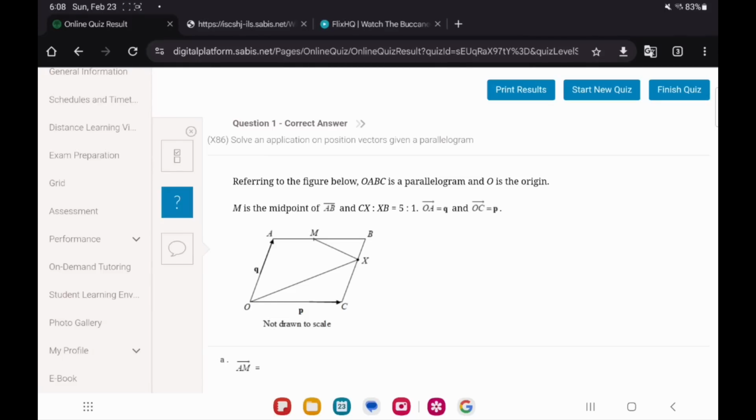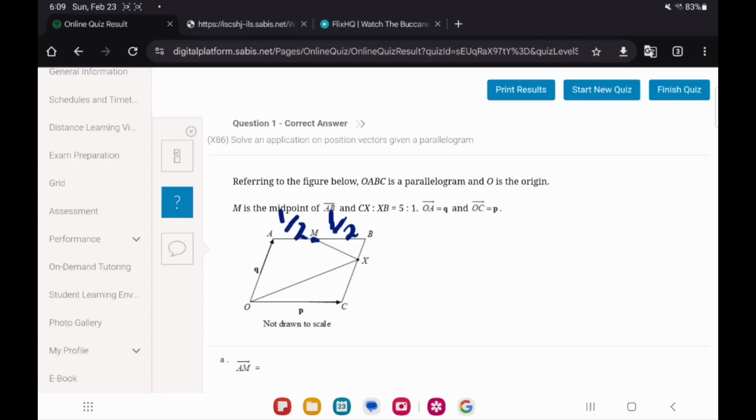Let's first analyze our diagram, okay? We can see that M is a midpoint of AB. If you didn't know that, they already tell you it here. So what does midpoint mean? Midpoint means it cuts the segment into 2 equal parts. So in this case, it's half. So this is 1 over 2, and this is 1 over 2.